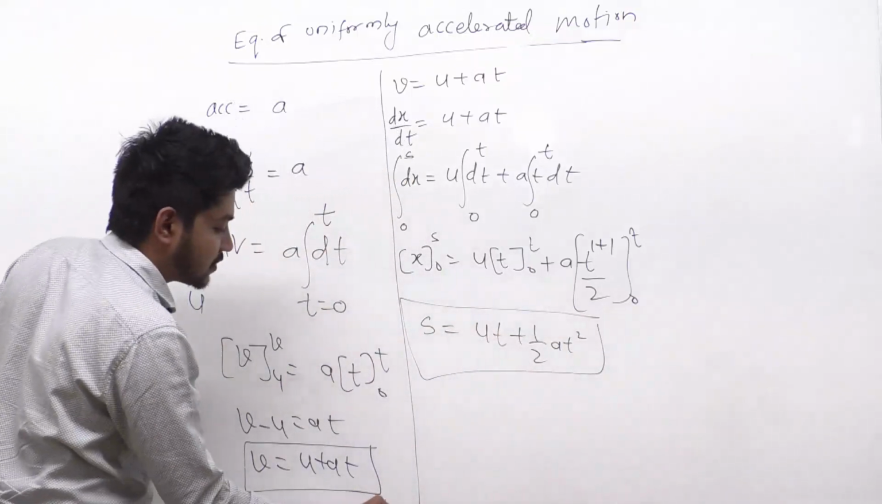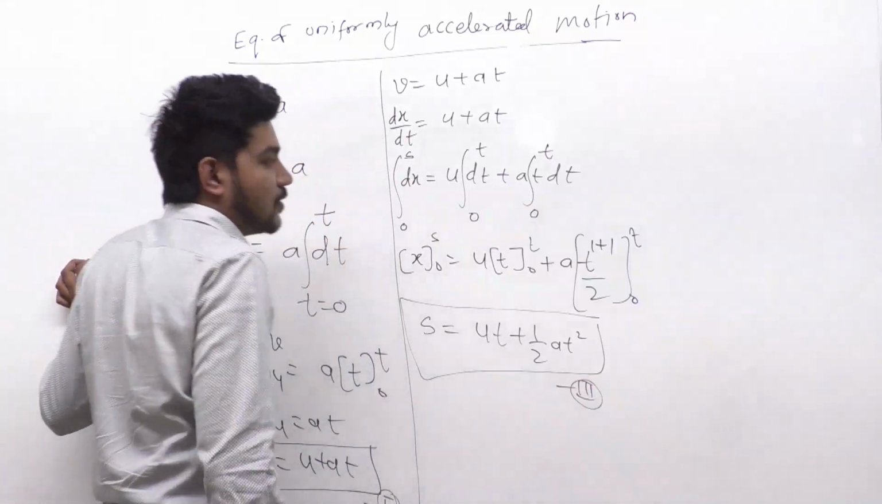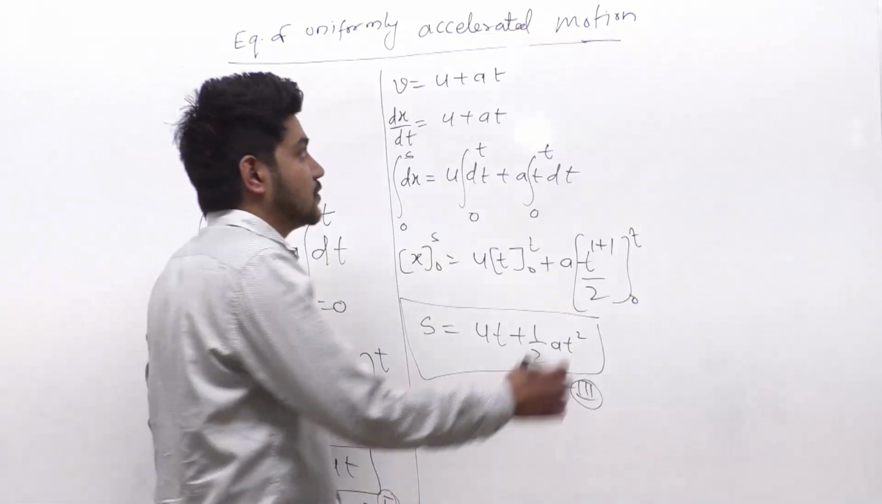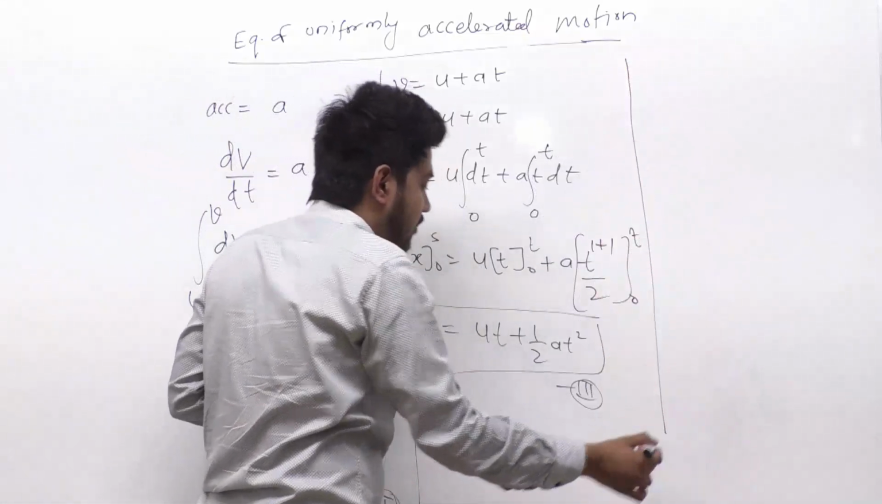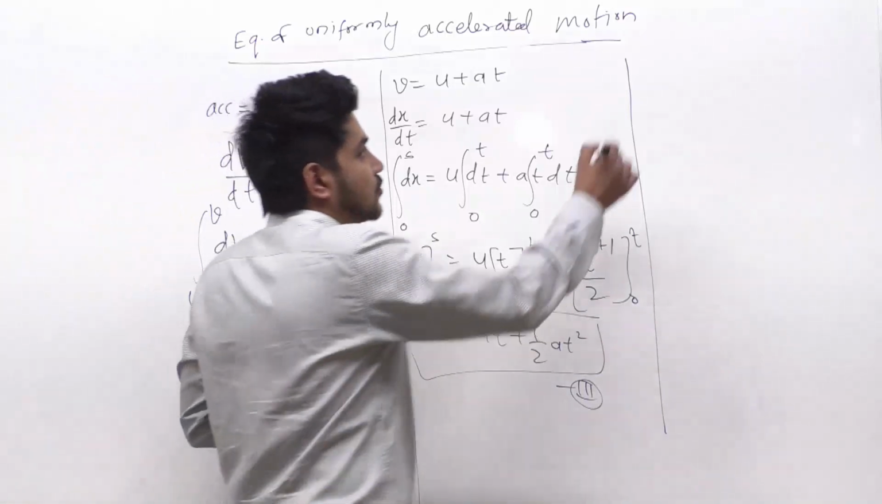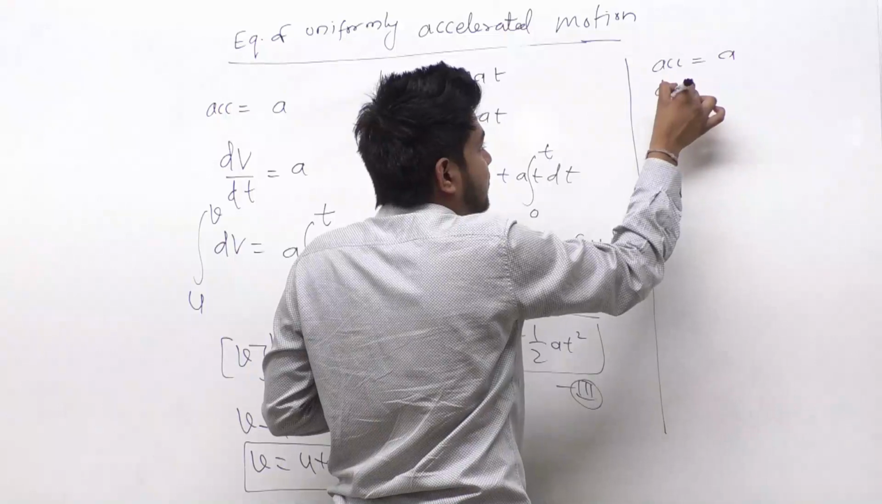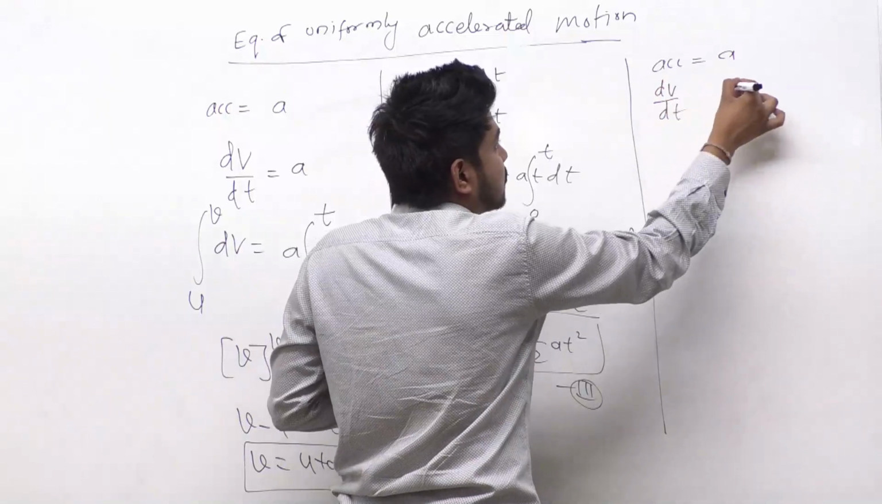This was the first equation of motion. This is the second equation of motion. Now our task is to find the third equation of motion. So again for the third equation of motion, I will take the initial condition, which is that acceleration is constant. So I can write this acceleration as dv by dt is equal to a.